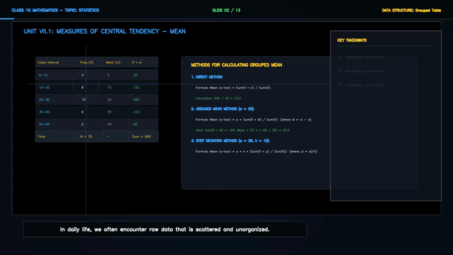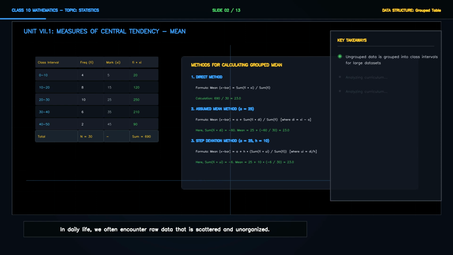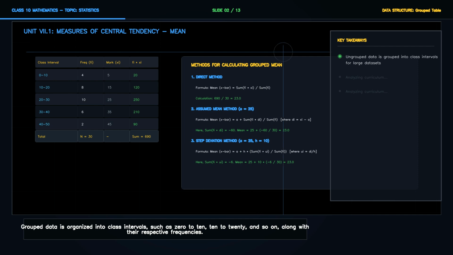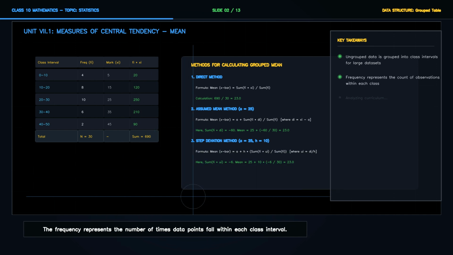In daily life, we often encounter raw data that is scattered and unorganized. While ungrouped data is useful for small sample sizes, large data sets become unmanageable unless we group them into classes. Grouped data is organized into class intervals, such as 0 to 10, 10 to 20, and so on, along with their respective frequencies. The frequency represents the number of times data points fall within each class interval.